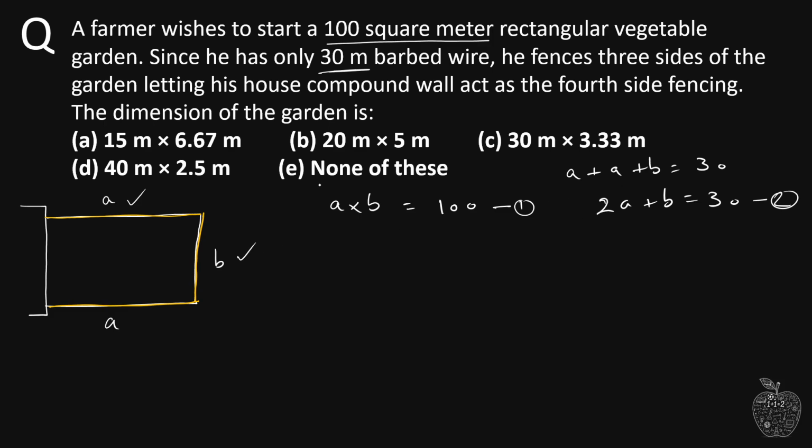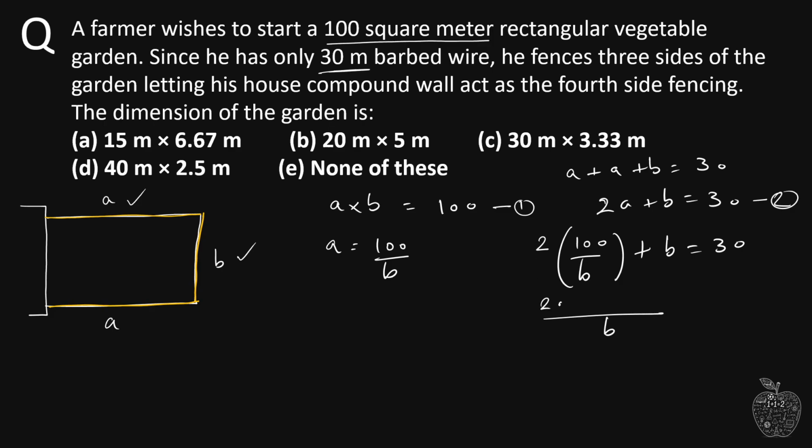So here AB is equal to 100. I'll write A is equal to 100 over B, and substitute this value of A in equation 2. So we get 2 times 100 over B plus B is equal to 30. Now let's take LCM B: 200 plus B square over B is equal to 30. Now this B will go on the right hand side and get multiplied with 30, so I'll write it as 30B. Let's bring this 30B on the left hand side. So we get B square minus 30B plus 200 is equal to 0.